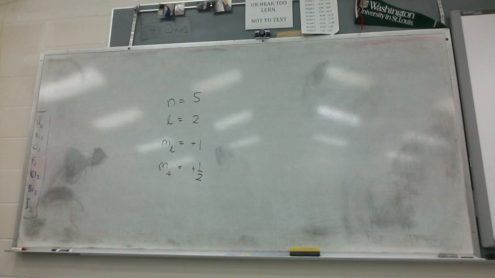We're talking n equals 5, so where can I be? There, here, or here. Is that correct? Yes, that's right. Those are my places I could be. However, l equals 2, which is a d, puts us here.